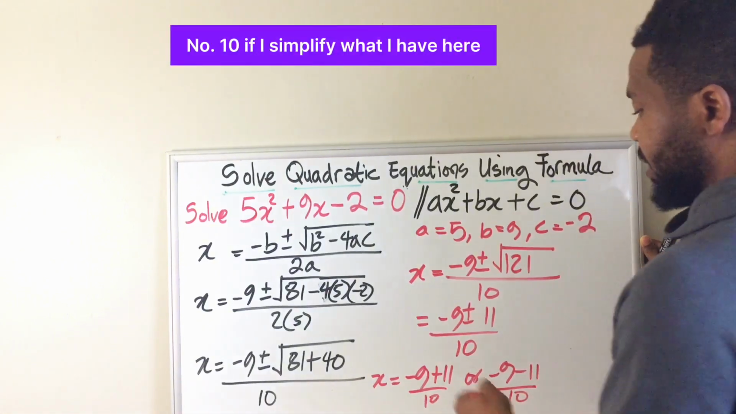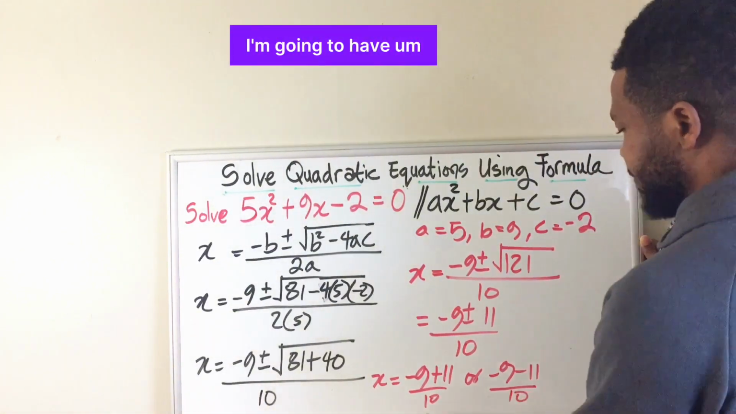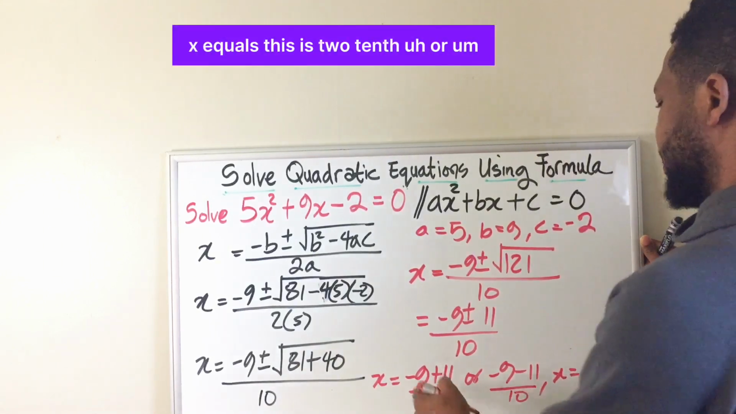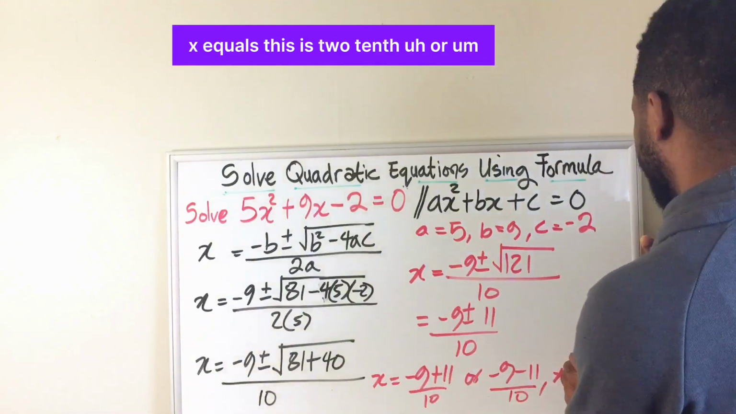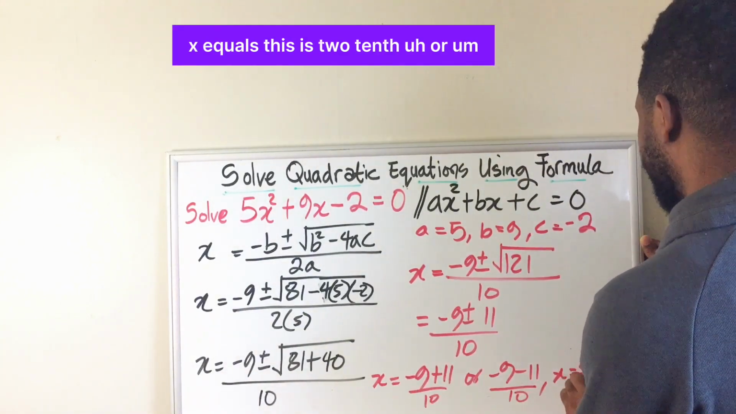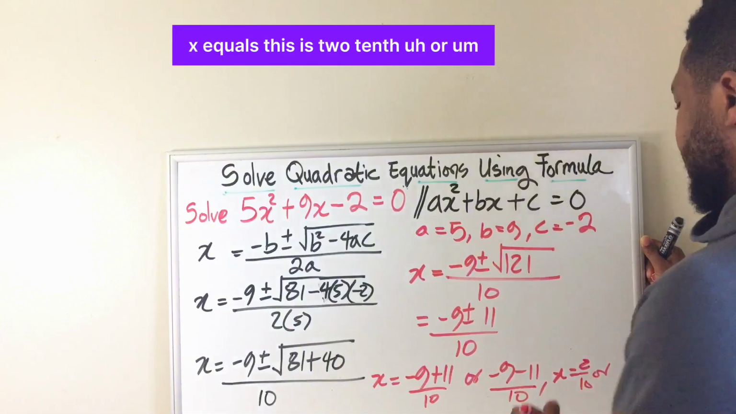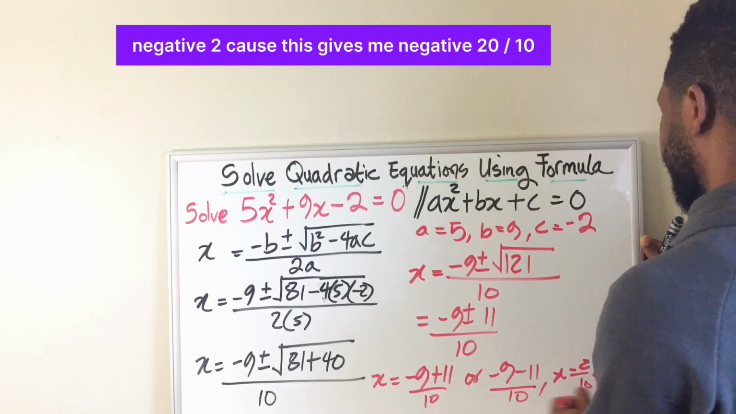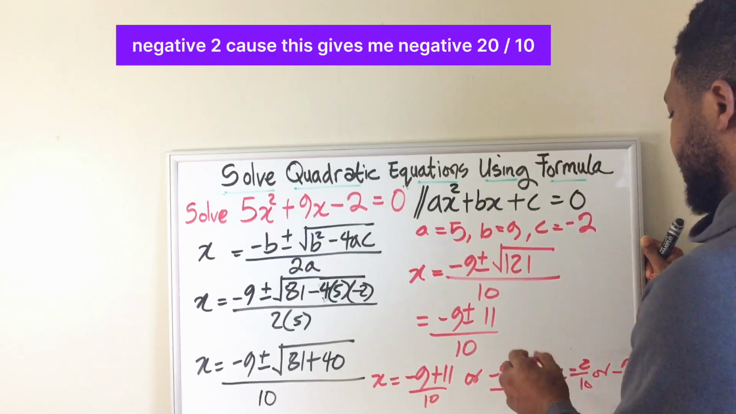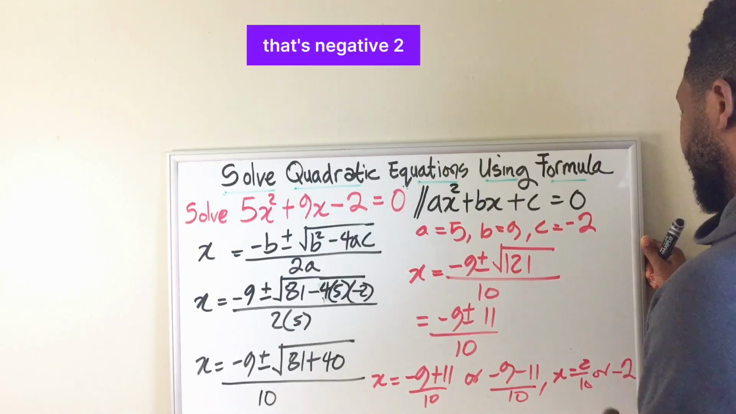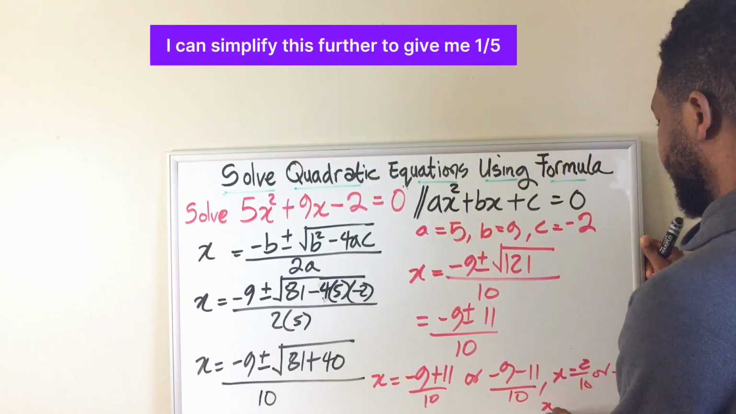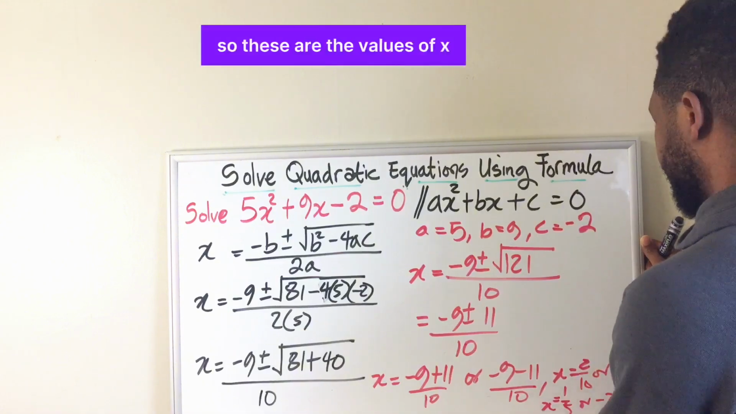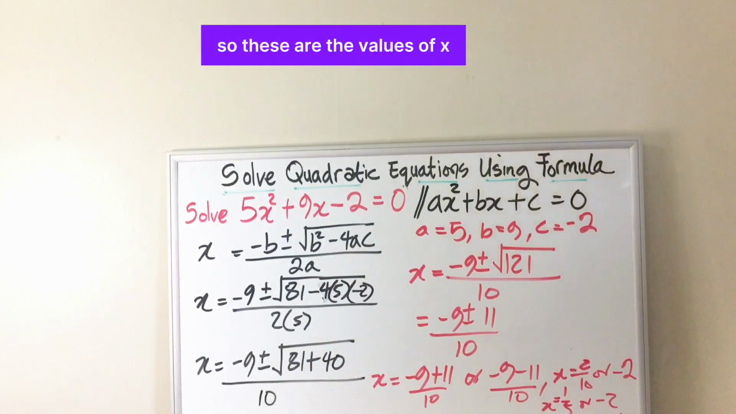If I simplify what I have here, I'm going to have x equals 2/10, or negative 2, because this gives me negative 20 divided by 10, that's negative 2. I can simplify this further to give me 1/5 or negative 2. So these are the values of x.